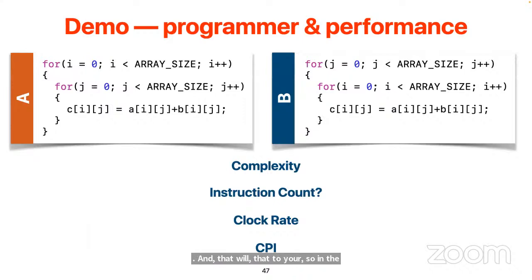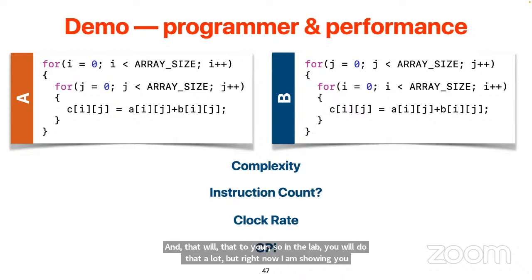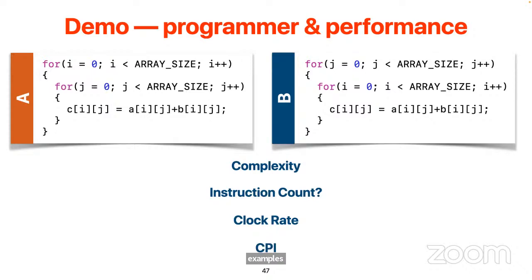But right now, I'm showing you examples. So we have this program, the left-hand side and the right-hand side. Tell me what these two code snippets are doing. Are they doing the same thing? Will they generate the same outcome? No.